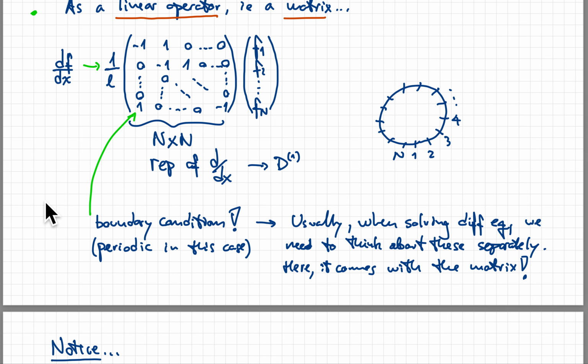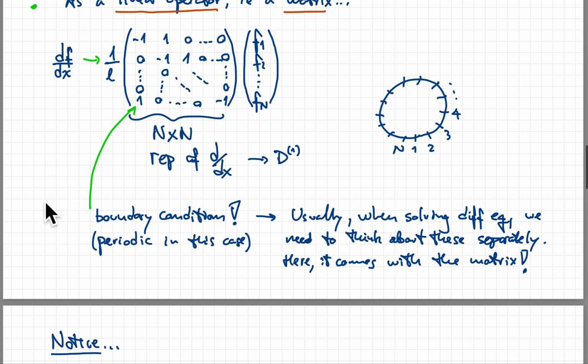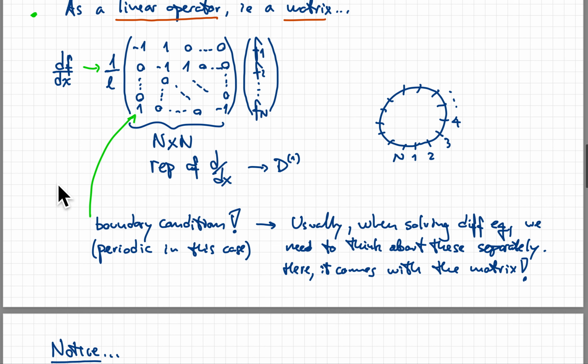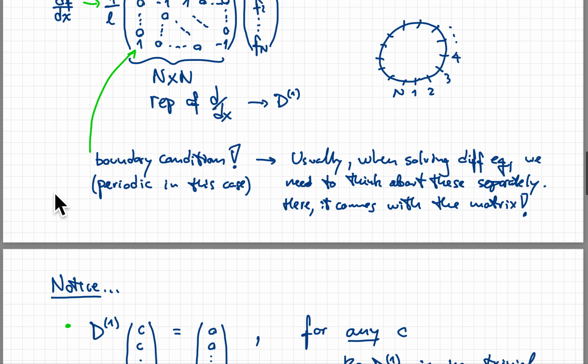This is not usually the case when you solve differential equations. Actually, you need to think about these two things separately. So one thing is a differential operator that takes derivatives locally, and then another thing is what happens at the boundaries. Well, it's not the case when we represent things on a computer. You have to think about the matrix that gives you the differential operator all as one thing that also includes whatever happens at the boundaries.